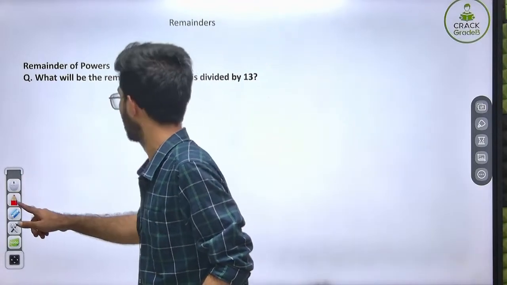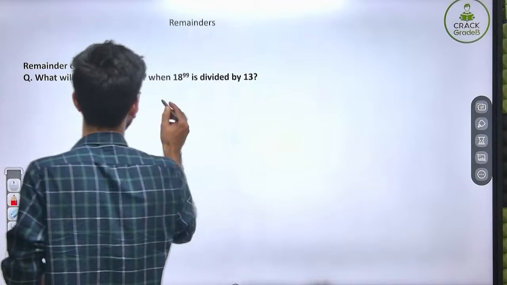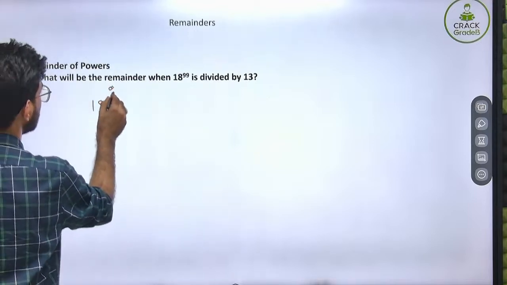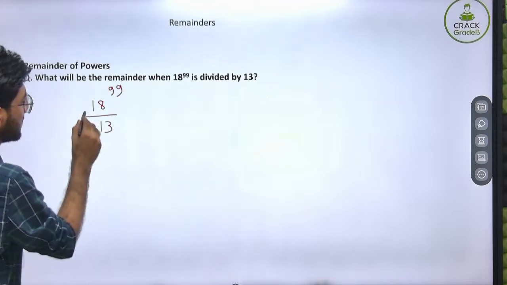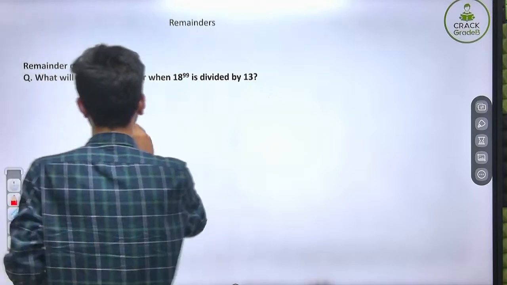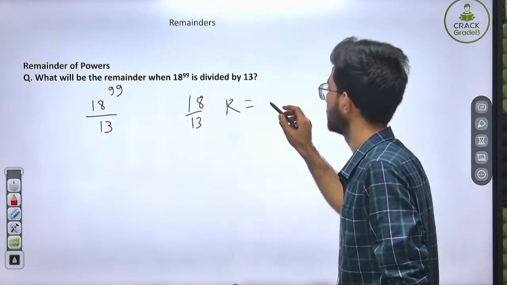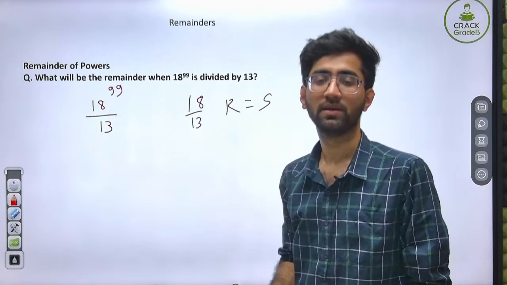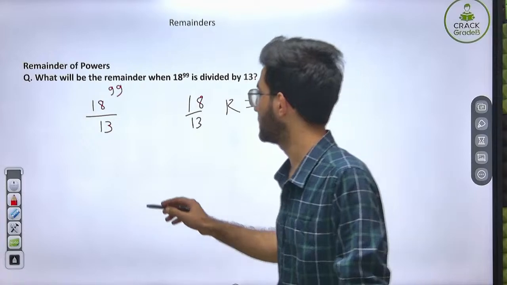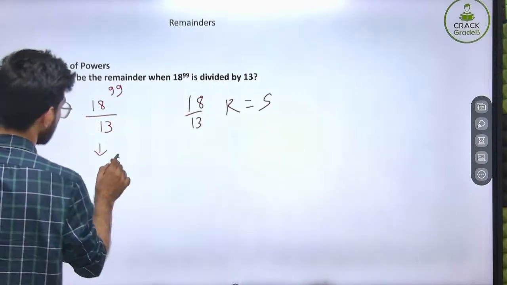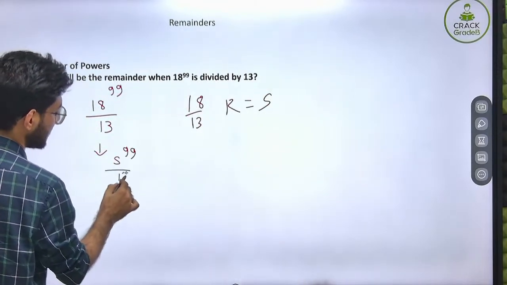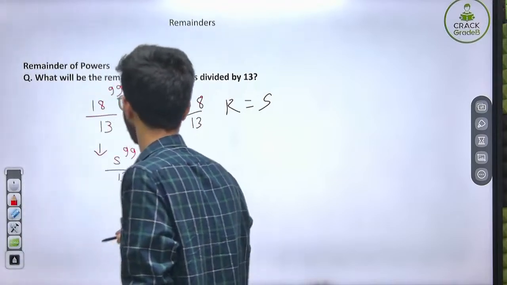Let us solve one more question related to this concept. See, 18 to the power 99 divided by 13. You have to find the remainder. So can you divide 18 by 13? Yes, you can divide and it will give you remainder that is equal to 5. So basically 18 to the power 99, you can write it in this way, 5 to the power 99 by 13.